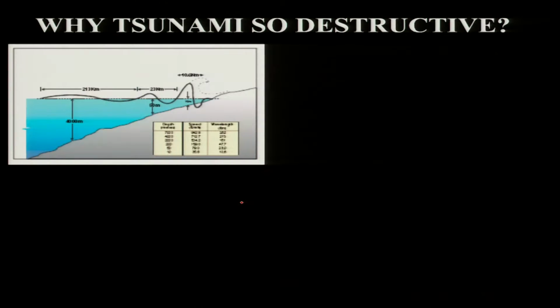Now, why is a tsunami so destructive? This is what we were talking about: in the ocean, the wavelength is very large and the height is very small. So, large wavelength and less height in the deeper part of the ocean, but as it becomes shallower and shallower, the wavelength reduces and the height increases.